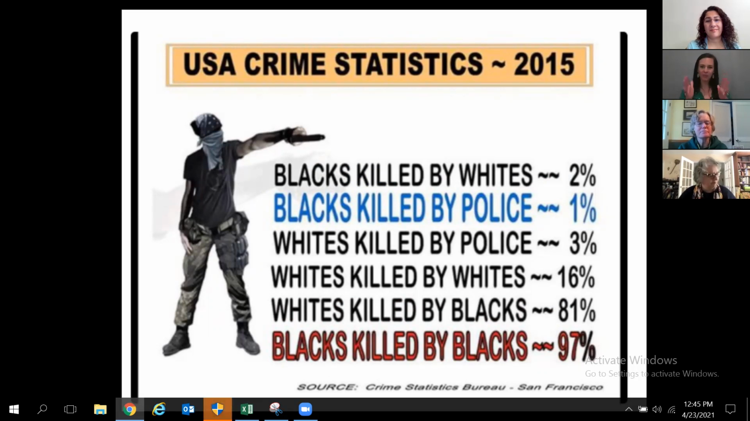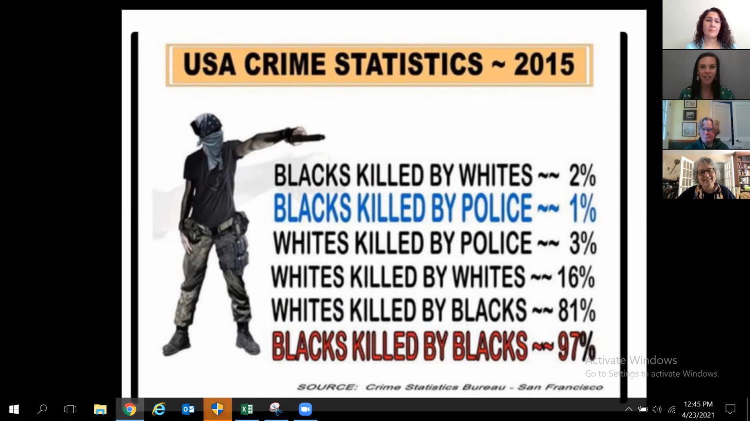So the way that the numbers are set up, at the bottom in red, Blacks killed by Blacks. It's obviously 97%, the huge outlying number. It's in red. Anything else about this that's sort of meant to tell you that story? The man looks like he's in a Black action movie. He's holding his gun like a villain, not like a policeman or a superhero.